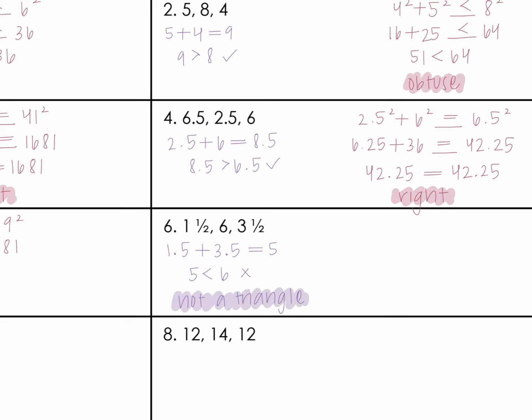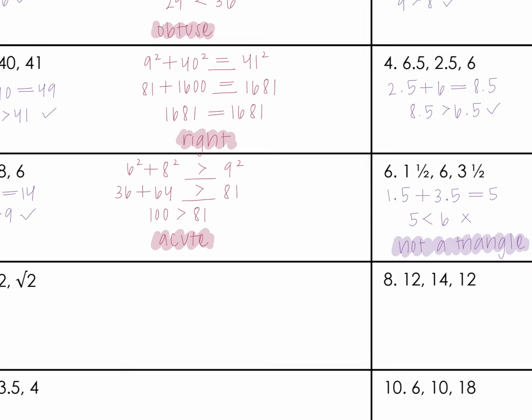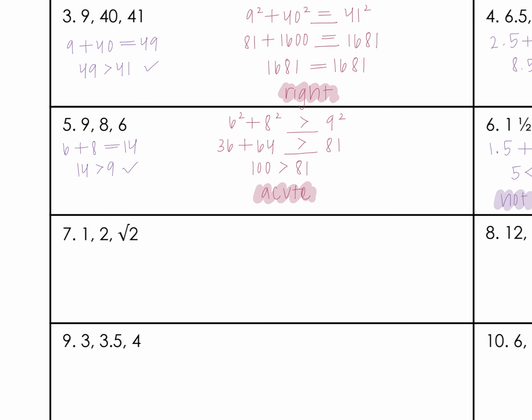Okay, so when it's not a triangle like in this scenario here, then we are going to stop. We'll obviously say it's not a triangle, but we're going to stop. We're not going to then determine using the a squared and b squared and c squared what type of triangle it is, since we don't have one. So we'll move into number 7.